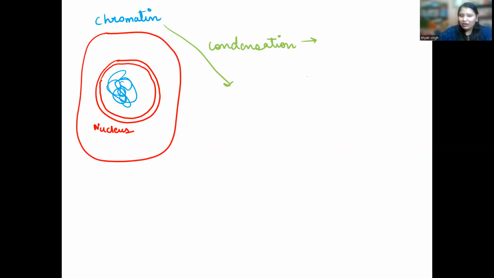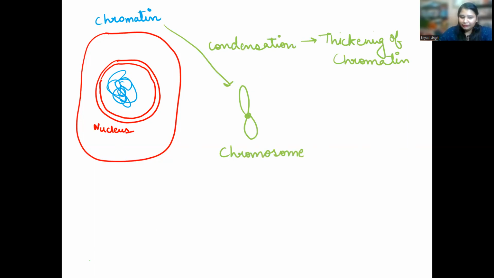So what is condensation? Condensation is a process in which the chromatin is going to become thick. It's a thickening of chromatin. Once the chromatin gets thickened, it will form a structure something like this. And this is what? This is a chromosome. And we all know that this particular thread of chromosome is made up of DNA. Right? DNA is going to make the chromosome.